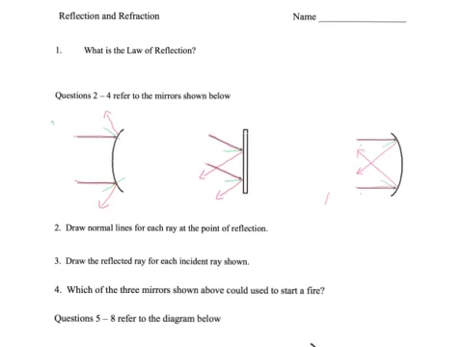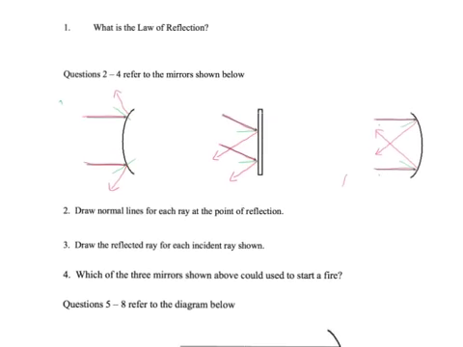Okay. Now, which of these three mirrors could be used to start a fire? Well, in order to start a fire, I've got to concentrate light. This is the one that concentrates light. The light gets concentrated right here at a point called the focus. This one spread the light out. This one kept parallel rays parallel. It is the concave one that brought the light together that would allow that to happen. Now let's see what else we've got here.